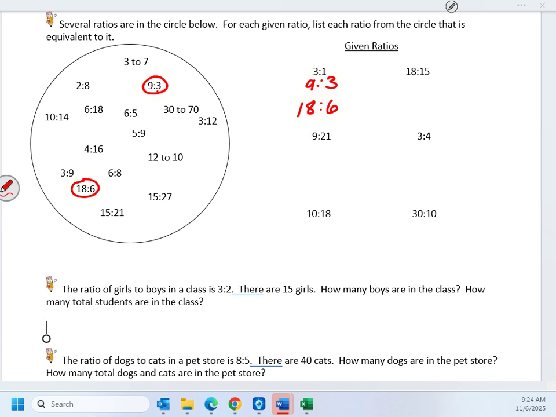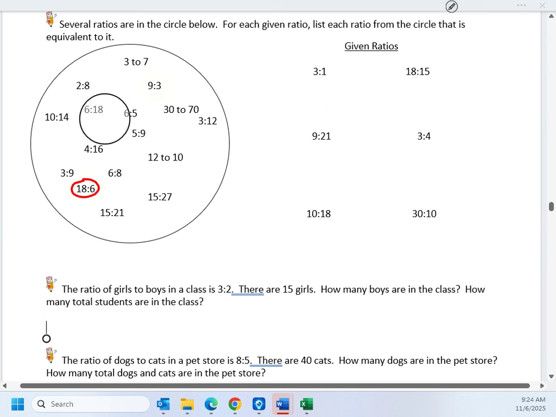Then on the bottom, we have 2 questions. First one is the ratio of girls to boys in a class is 3 to 2. So your ratio has to be girls to boys, 3 to 2. There are 15 girls. How many boys are in the class? And then how many total students are in the class?